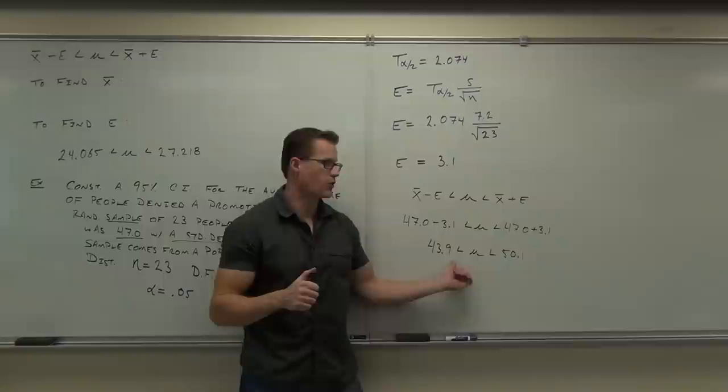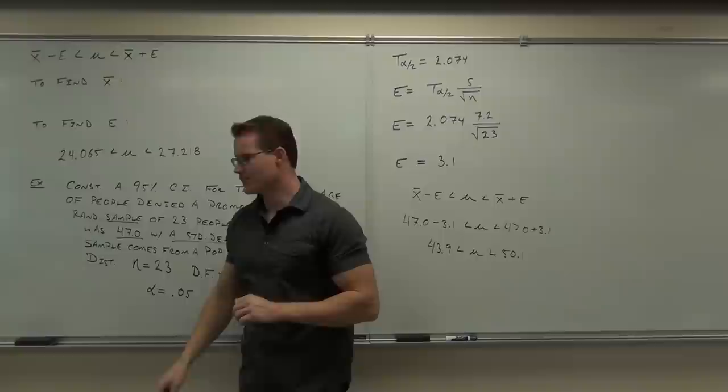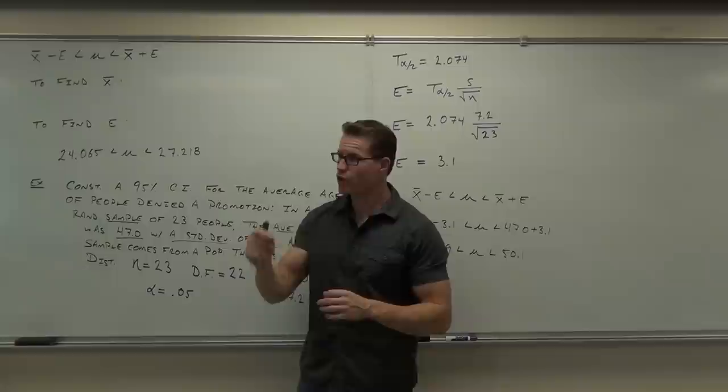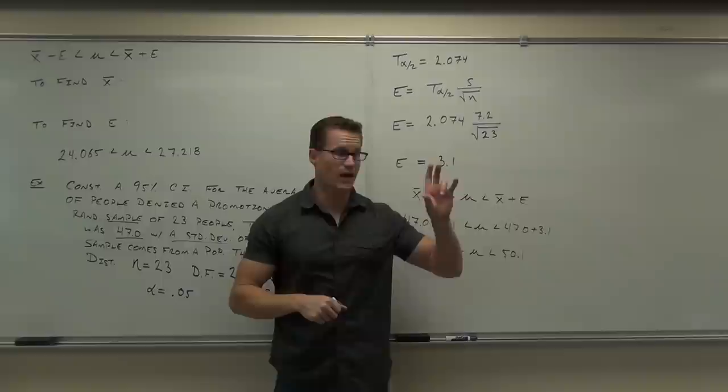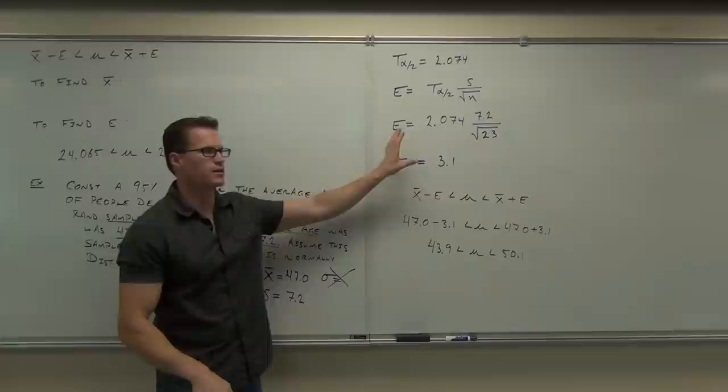That's the idea. How many people understood this example? Good deal. Very, very similar to before, right? Only difference is that T. That T is crucial, though. You've got to know when to use it. If you have the sigma, perfect. You got Z. If you don't have the sigma, you got S, you got T. Computation's exactly the same. Finding the numbers is a little bit different.